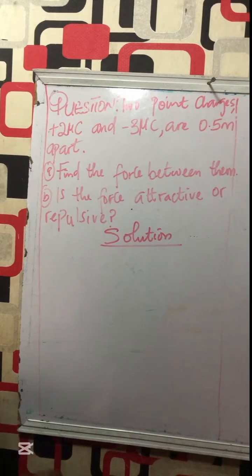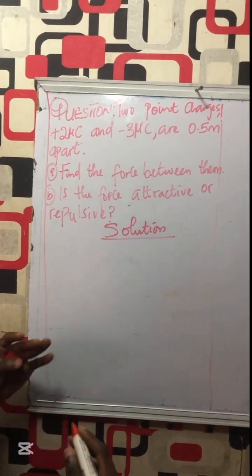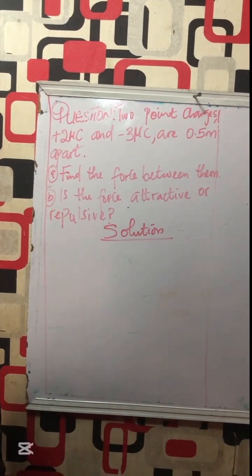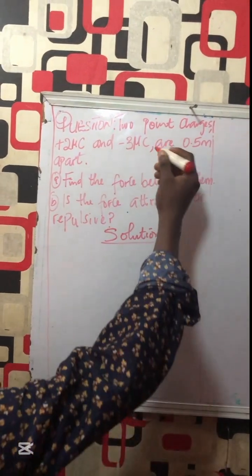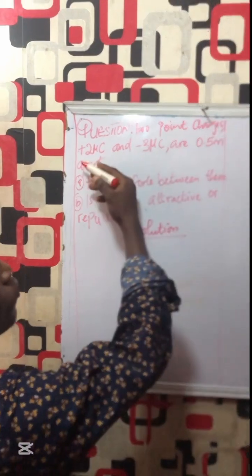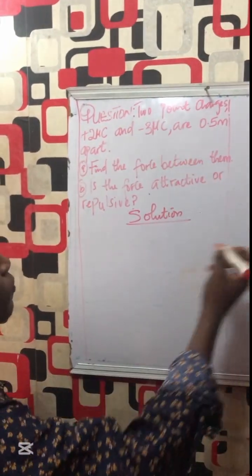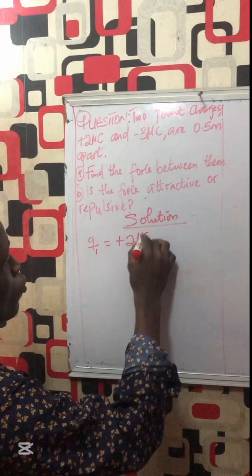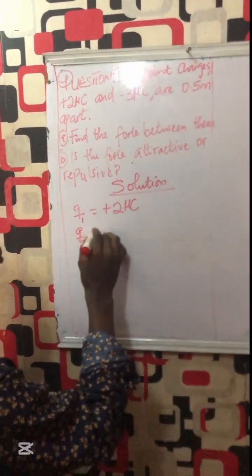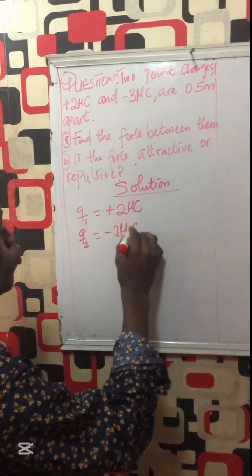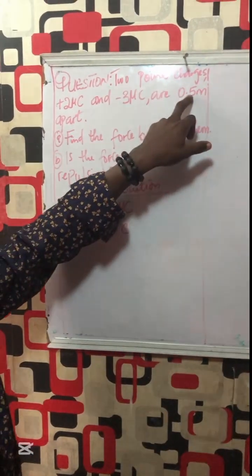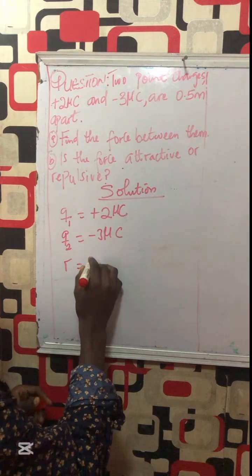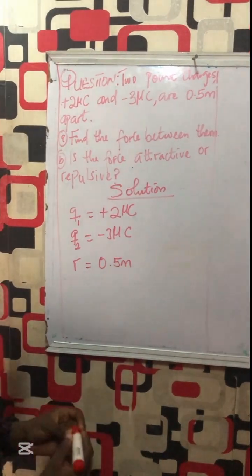Now I've told you that whenever we are solving anything in physics, we bring out our parameters, what we are given in the question. So here we have two point charges, plus 2 microcoulomb and minus 3 microcoulomb. The first charge Q1 is plus 2 microcoulomb, and Q2 is equal to minus 3 microcoulomb. R is 0.5 meter apart, that is the distance between them. Do you understand?